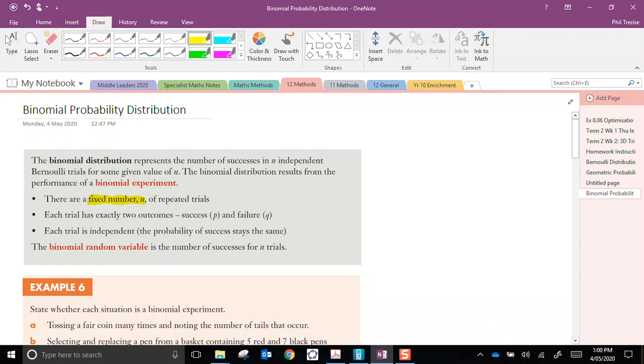Every trial is a Bernoulli trial. In other words, there are exactly two outcomes, and we've seen in our previous lessons the idea of P is the probability for success, Q is the probability of not succeeding in the trial.